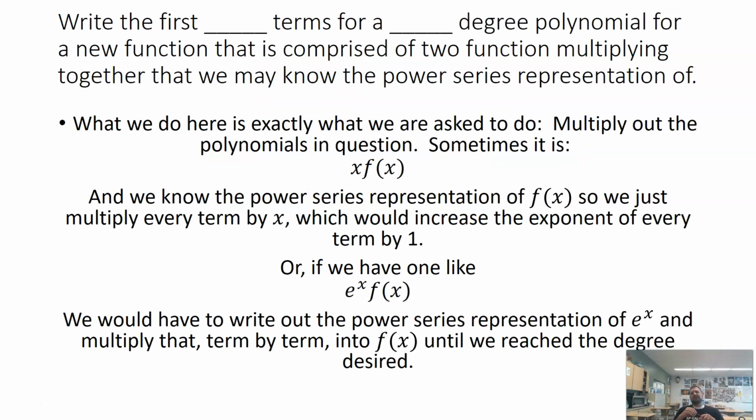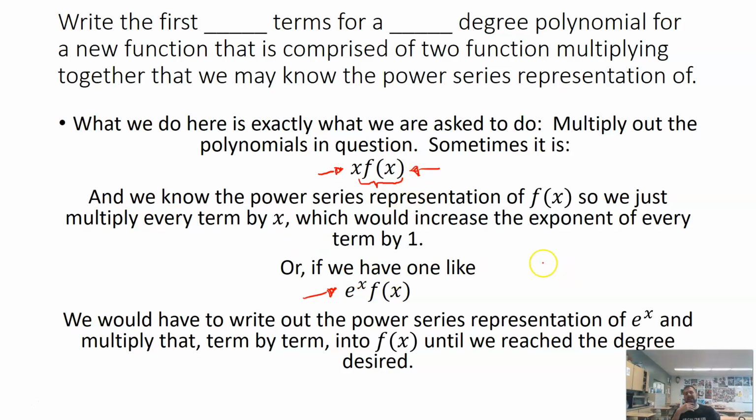The next one you might see is, right, the first few blank terms for a blank degree Taylor polynomial of a new function. Sometimes what you might see is you might know the Taylor polynomial for f of x, and they tell you to multiply that by x. Or maybe it might say e to the x times f of x. What you do then is you just write down the first couple terms from each of those different functions if they have one, or on this one, like x times f of x, all we would do on this one is we'd say, okay, we've got f of x, I know what that is, just multiply x into everything.